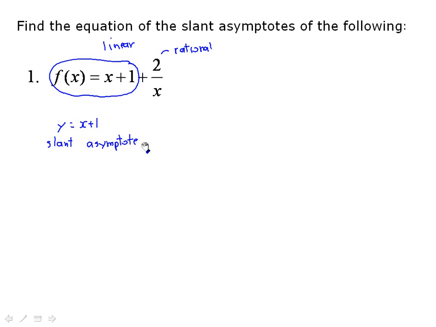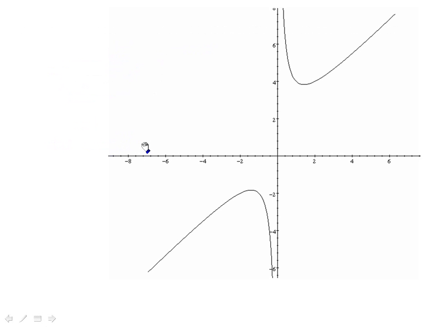And that's basically it. Let's take a look at the graph. That's what the graph looks like. And then if you put the line in, y is equal to x plus 1, you can see that it appears to be an asymptote.